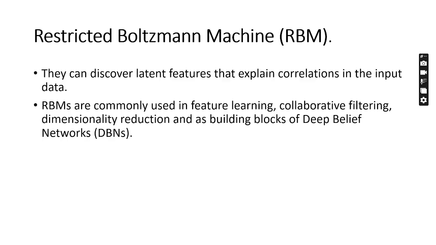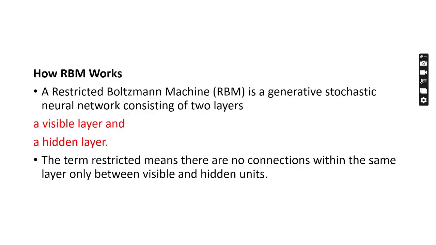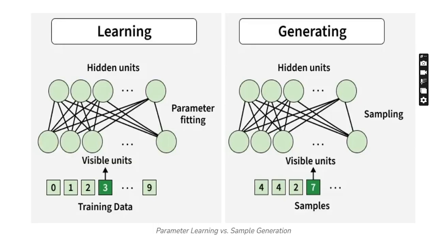RBMs are commonly used in feature learning, collaborative filtering, and dimensionality reduction. So how does an RBM work? It is a generative stochastic neural network consisting of two layers, a visible layer and a hidden layer. The term restricted means there is no connection within the same layer, only between the visible and hidden units. So this is a diagram of the learning phase and the generating phase.